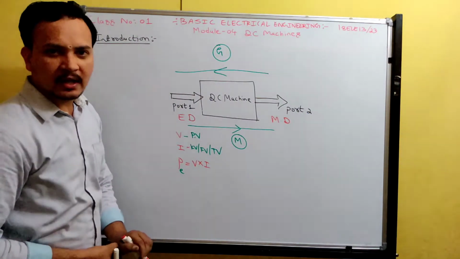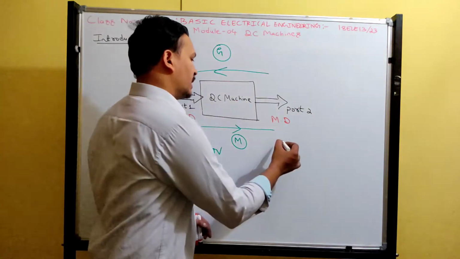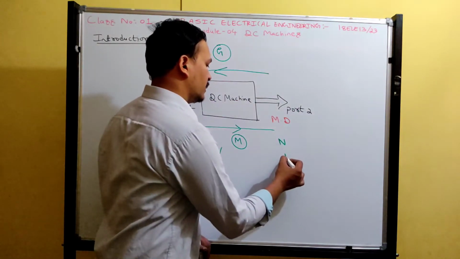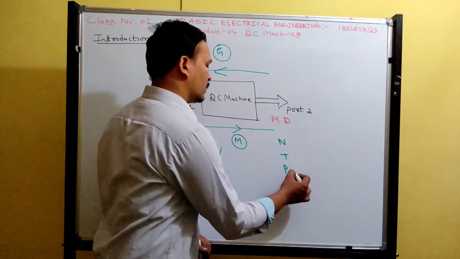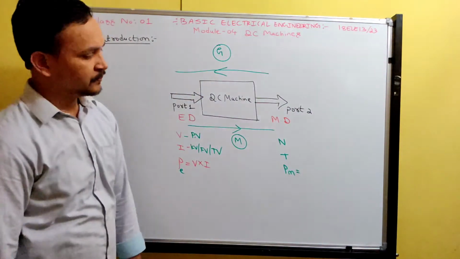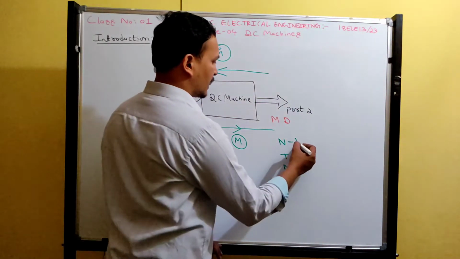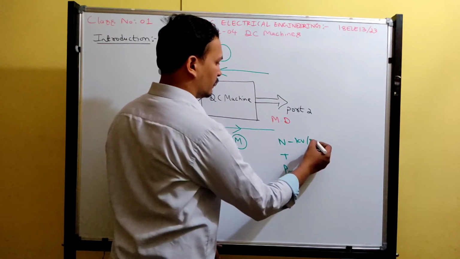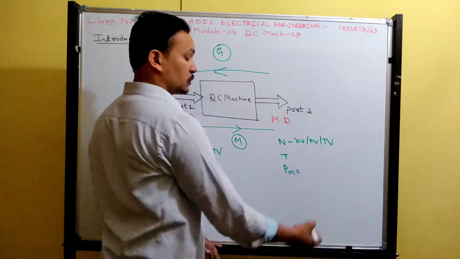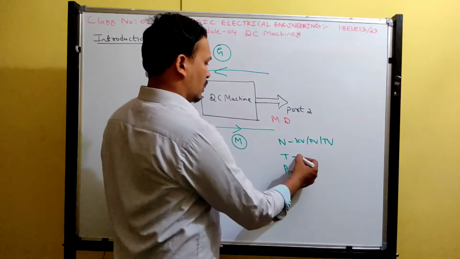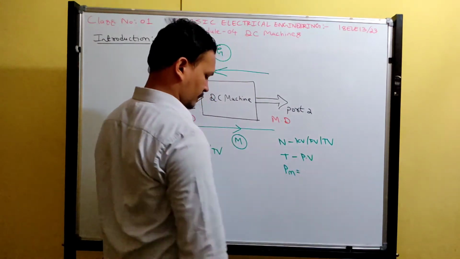Similarly, what are the mechanical domain quantities? Mechanical domain quantities are speed, torque and mechanical power developed. Speed is a kinetic variable or flow variable or through variable, and torque is a potential variable.